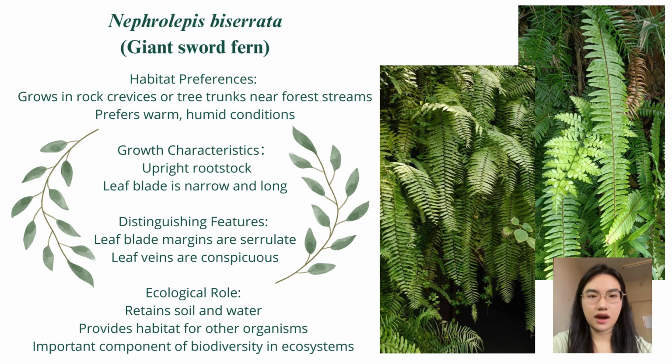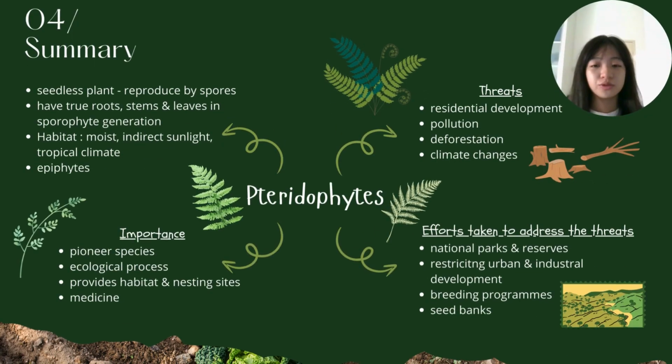Secondly, these have an upright rootstock and leaf blades that are narrow and long. Then it appears to have acute leaf blade margins and compressed leaf widths. Finally, it can retain sun and water, provide habitation for other organisms, and it is an important component of biodiversity in the ecosystem.